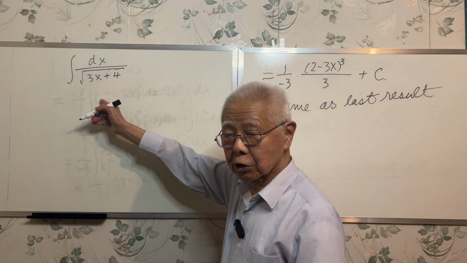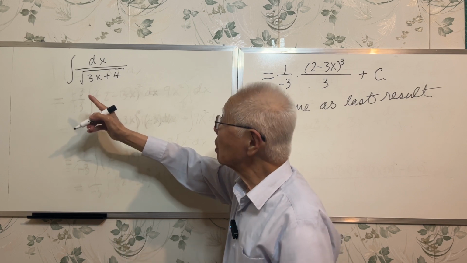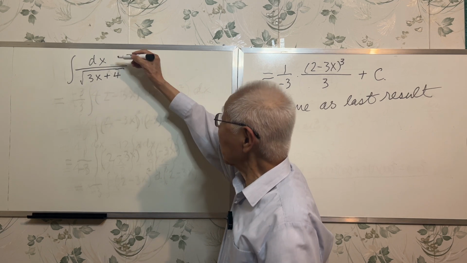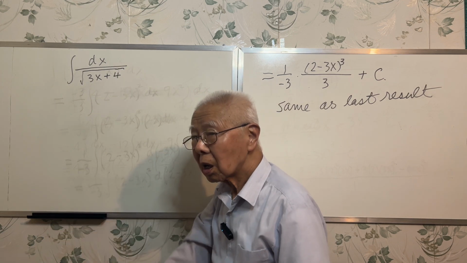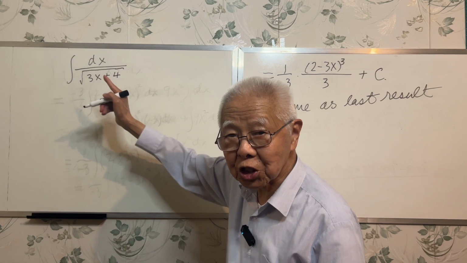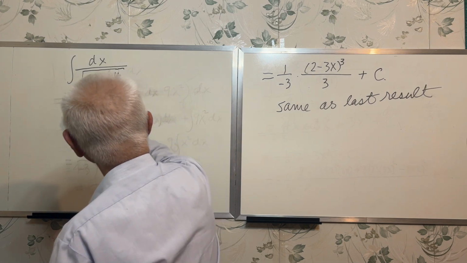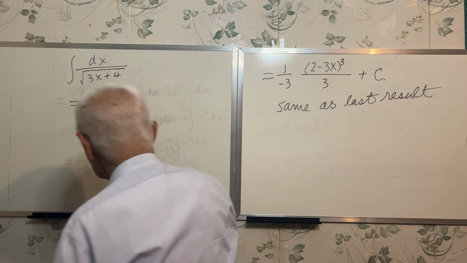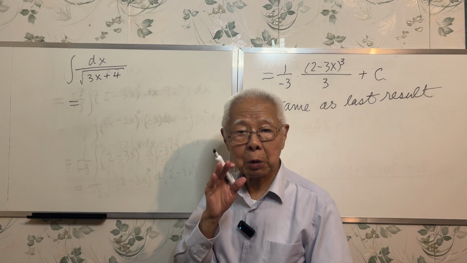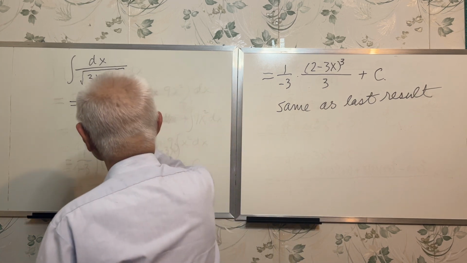How do we do this? Using differential? Look, you have a 3x here, but I have only x here. I want 3x after d. So I multiply 3 over 3. But let's not write out 3 over 3. Let me do it very quickly to see if you follow.